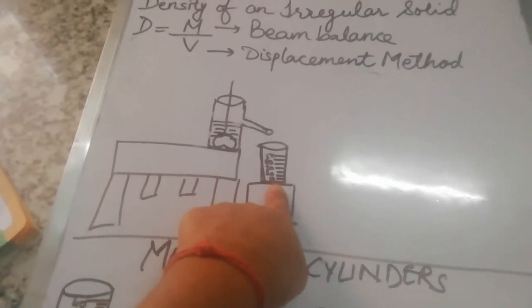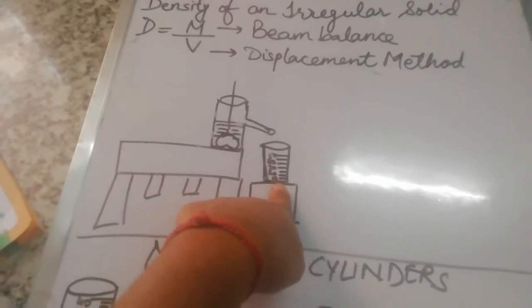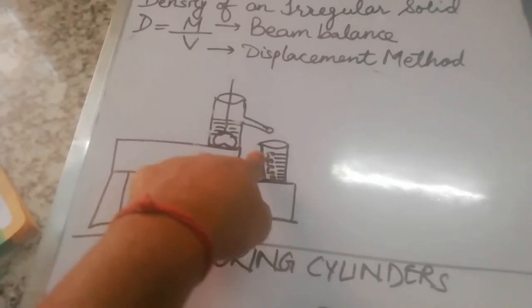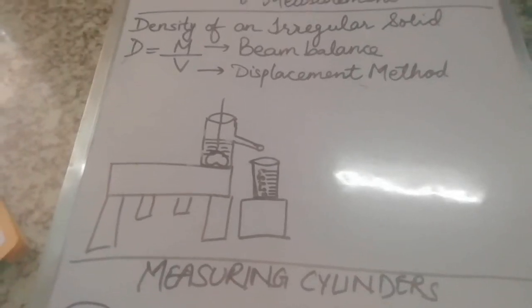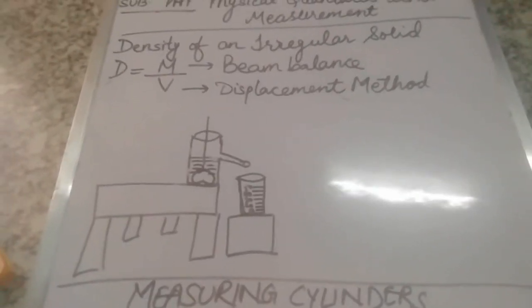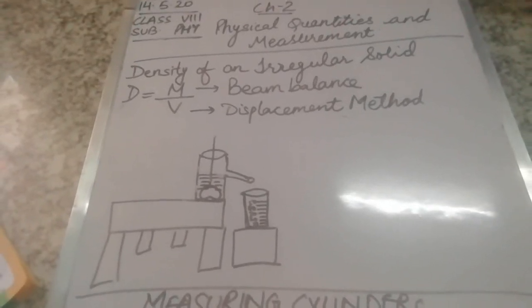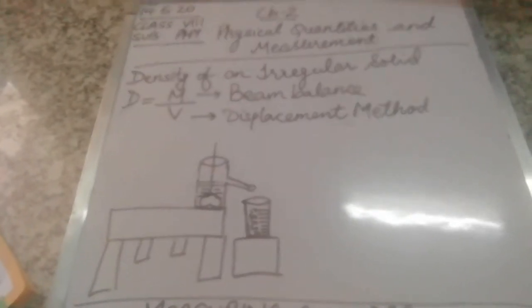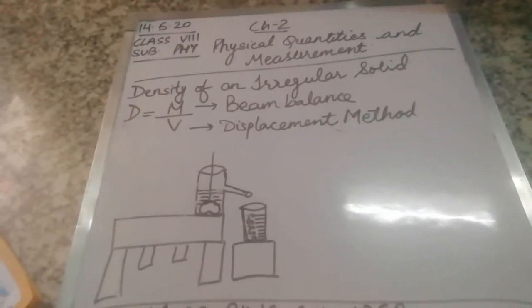This measuring cylinder is a graduated one. Graduated means it is labeled: 10 milliliter, 20 milliliter, 30 milliliter, likewise. So what will happen? The extra water will come out. Extra water means the stone piece has displaced some amount of water, which has come out from the Eureka can through the spout and gotten filled inside the measuring cylinder.